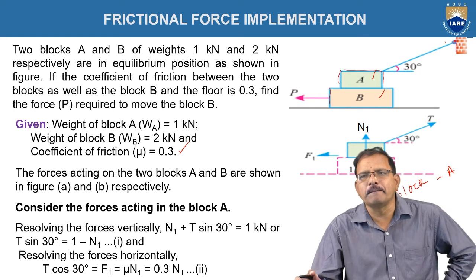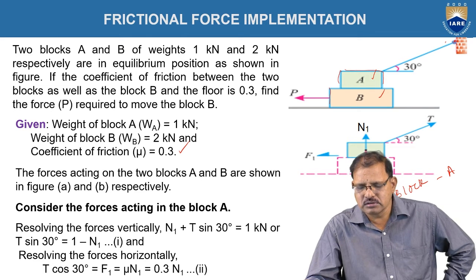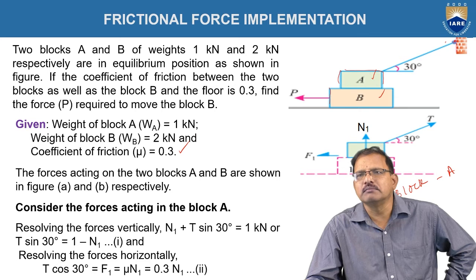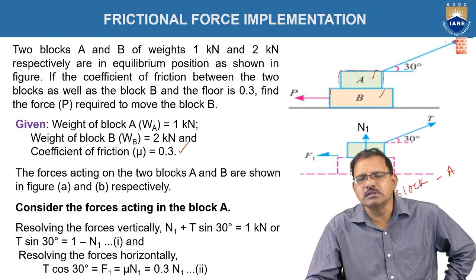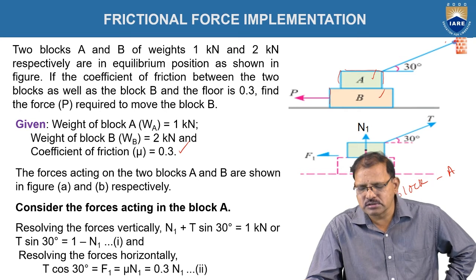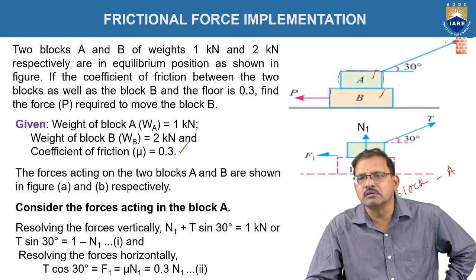When the force P is applied toward the left side, since the upper block is preventing the motion, we are now taking the free body diagram of block A, not block B. Hence, the friction force which exists between A and B, with respect to A, is given by, since B is moving, A is preventing its motion.